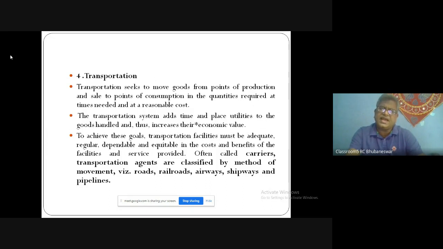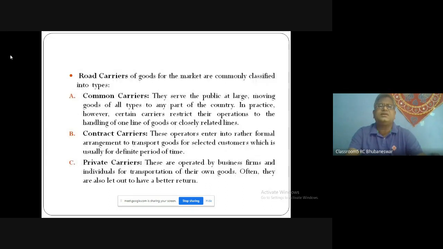There are different carrier transportation agents. If you look at road carriers, there is the common carrier, the contract carrier, and the private carrier. A common carrier can carry large public or huge amounts of goods of all types from one part of the country to another. That is called a common carrier. Generally, that operation can be handled through closely related.